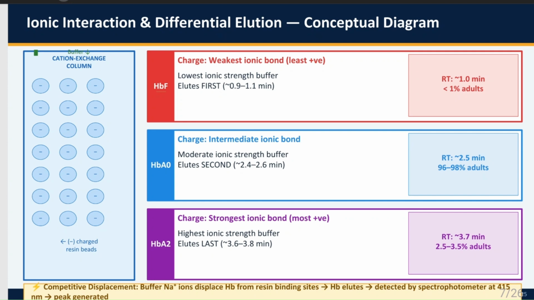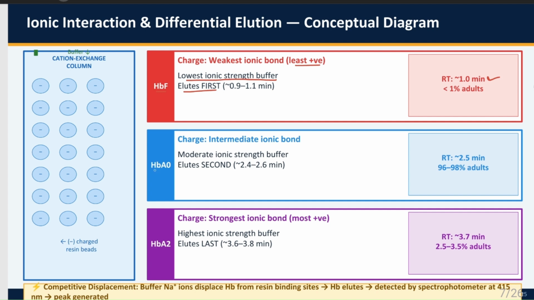Now in this slide there is a conceptual diagram about fetal hemoglobin, adult hemoglobin and HbA2. Fetal hemoglobin shows the weakest ionic bond because it has the least positive charge. So the lowest ionic strength buffer will elute fetal hemoglobin first. That is, by around 1 minute the fetal hemoglobin is coming out of the HPLC column.